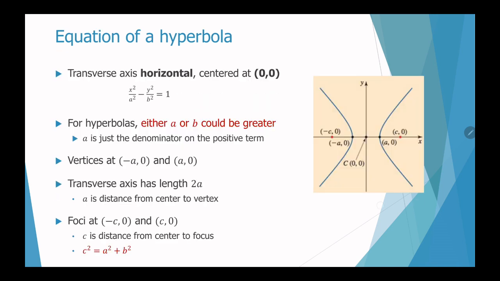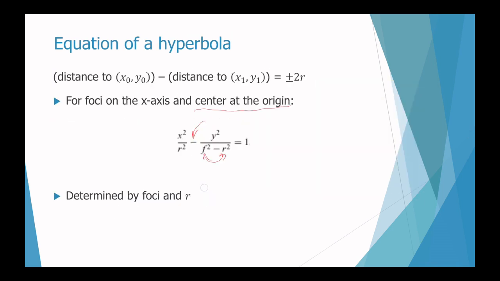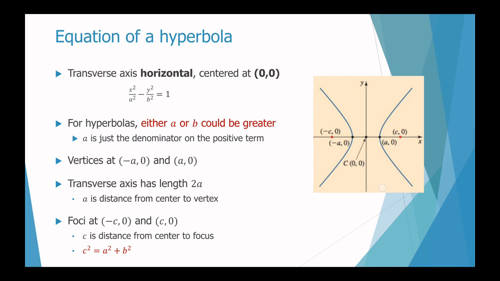And it's determined by the foci and the radius, just the same as the other one was, or the foci and the r. I keep wanting to call it radius, but we're really not. It's not a radius. They should have probably came up with a different letter for that.